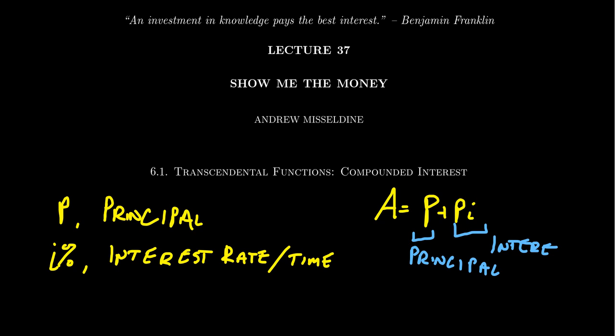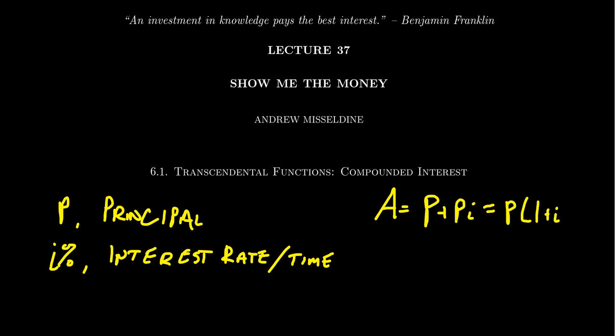Well, as a mathematician, I cannot help myself. I see an expression like P plus PI, I have to factor it. And this turns out to be P times (1 plus I), right? And this right here is essentially just the simple interest formula we saw previously, that the amount will equal the principal times (1 plus I), which, although we didn't call it I at the time, we called it R, the rate. And then we also put a unit of time. So as multiple units of time elapse, we get this simple interest formula.